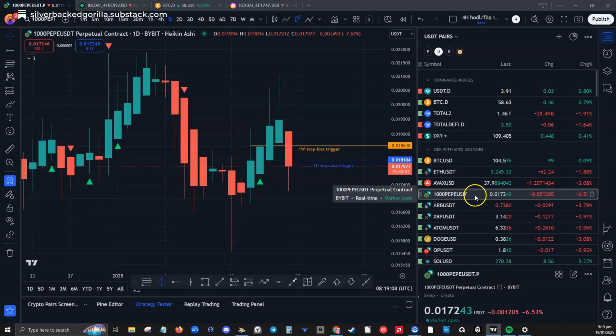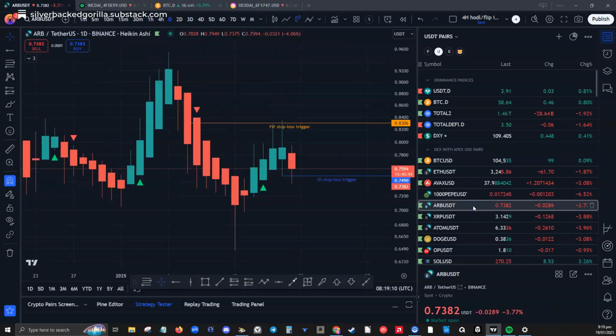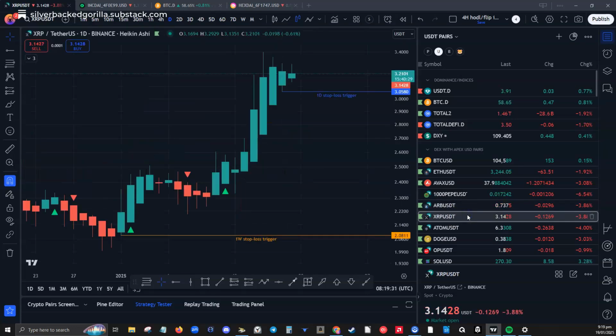1,000 Pepe, something to stay out of. ARB Arbitrum has been stopped out, since we moved up our stop loss about 8 hours ago my time, at the end of the trading day. It should have been stopped out. Again, if you're following along with the rhythm of what I'm doing, you should have probably grabbed that yourself. This is a tutorial and educational as much as it is me just showing you.